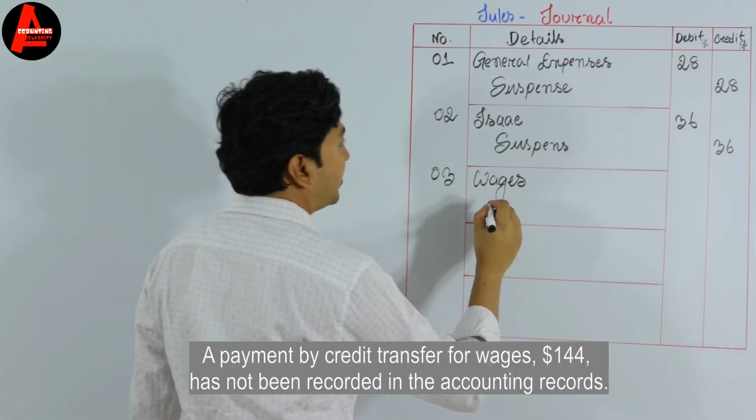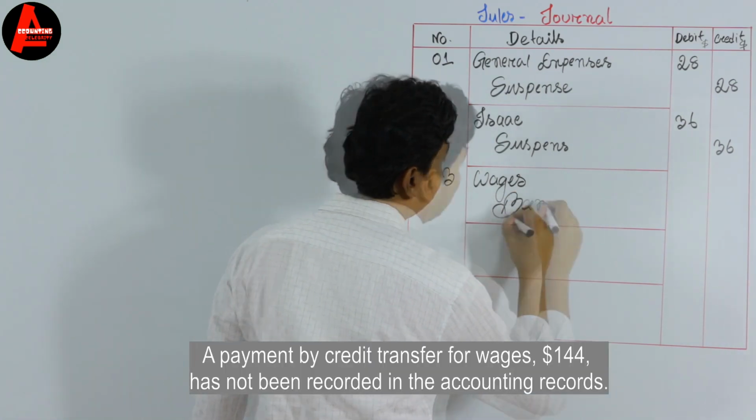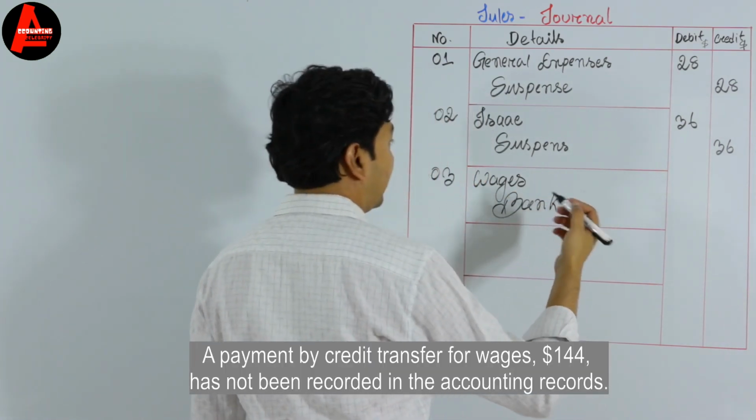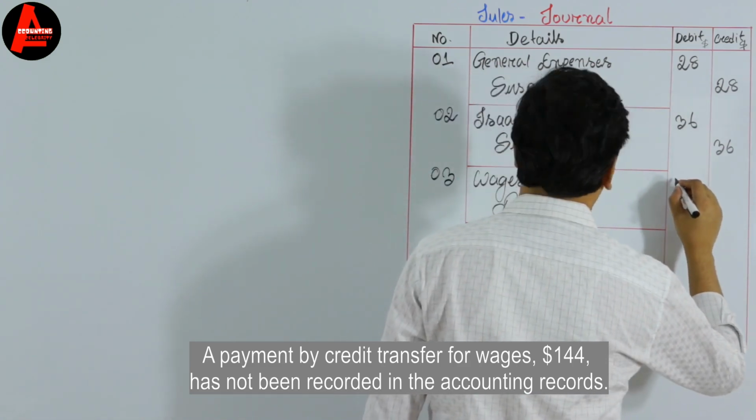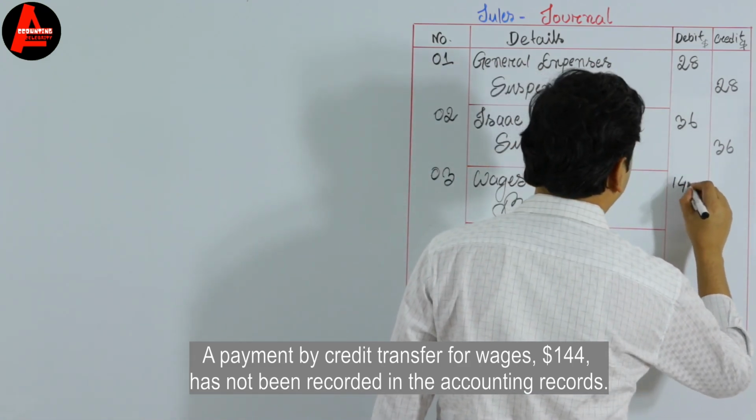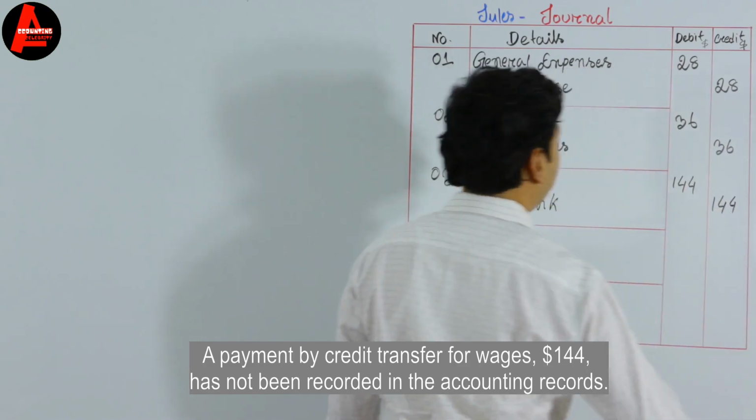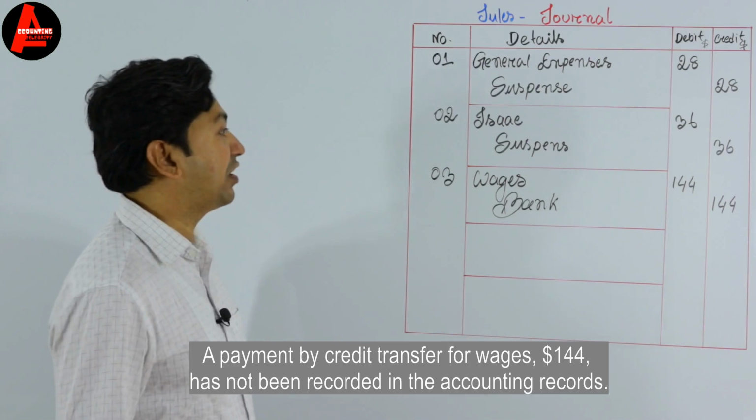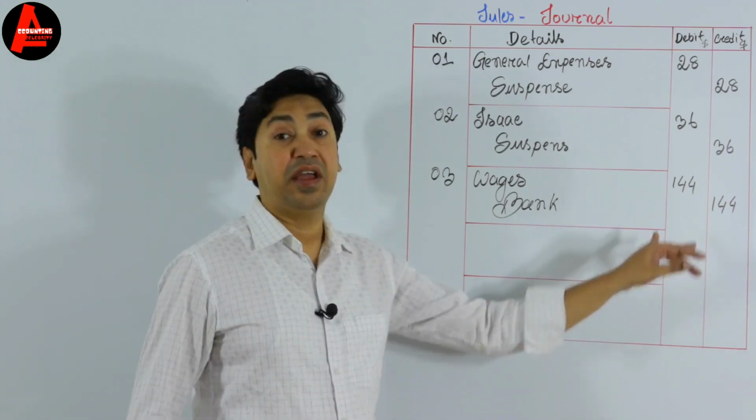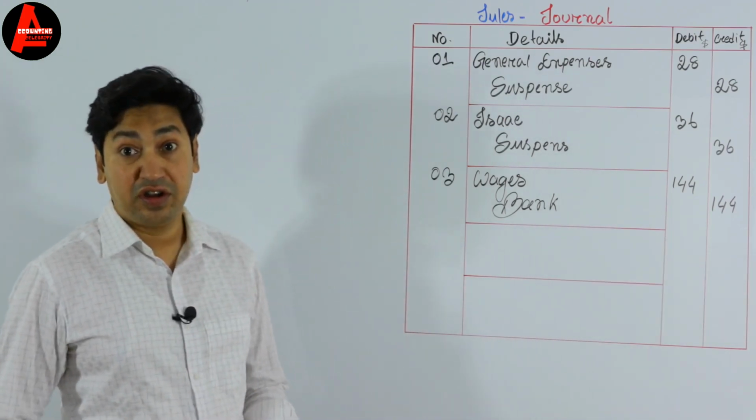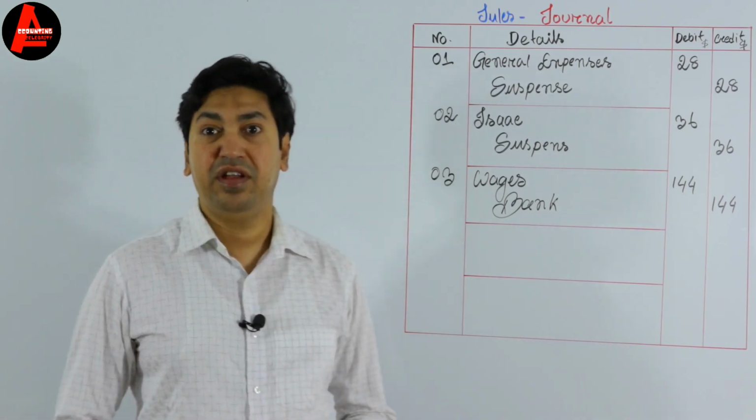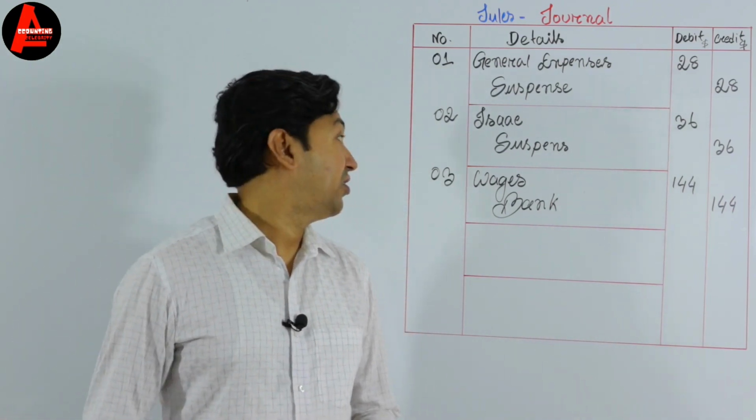Wages account to be debited and bank account to be credited. Here we will write the amount $144 on the debit side, $144 on the credit side. Okay, so we can write here wages account to be debited by $144 and correction of error. Okay, so good, number 3 is done.